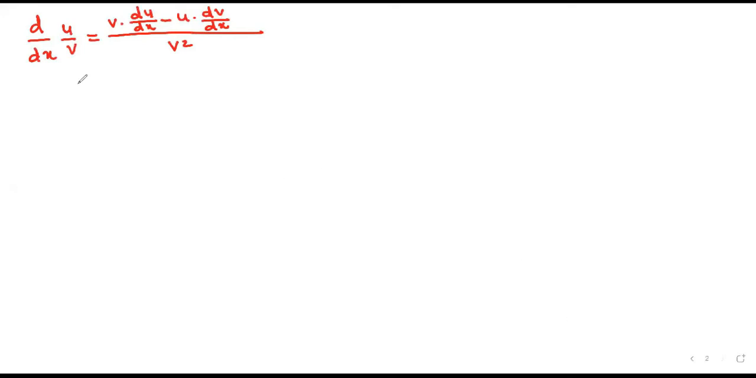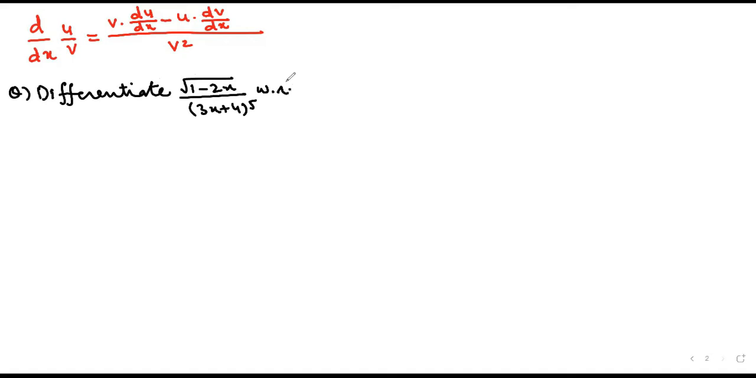Another example. The question is: differentiate under root (1 − 2x) over (3x + 4) power 5 with respect to x.